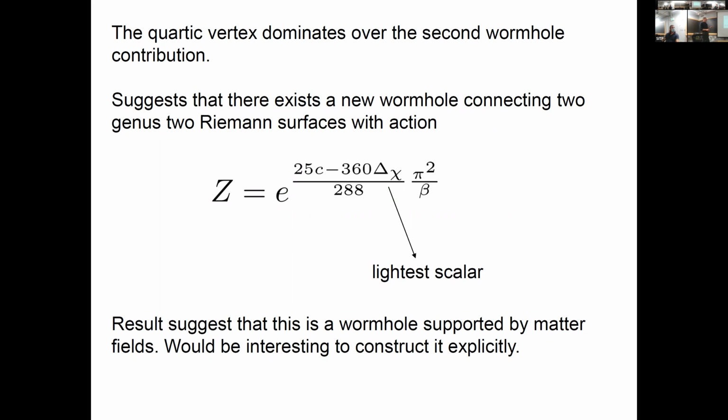And it would be very interesting to construct this wormhole, but it clearly must be one that is supported by matter, because otherwise the on-shell effective action would never depend on the dimension of the lightest operator of the theory. So it's a great challenge now to see if this wormhole can be constructed, because if this wormhole can be found and one finds that Z is this, it will be very strong evidence for this picture that I'm presenting.